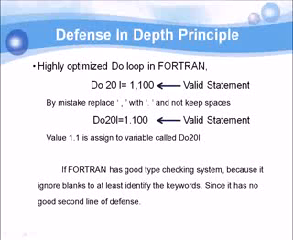An example of violation: the highly optimized do loop in Fortran. By mistake, replace the comma with a dot and do not keep spaces. Fortran has no good type checking system, because it ignores blanks to at least identify the keywords, since it has no good second line of defense.